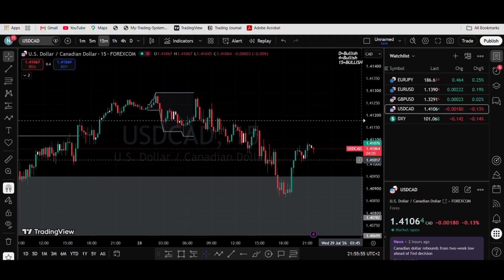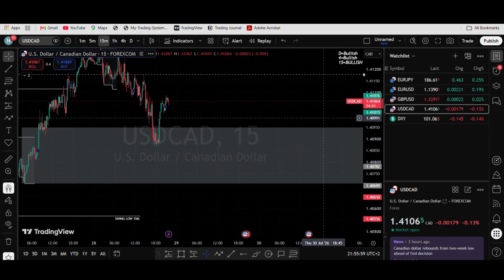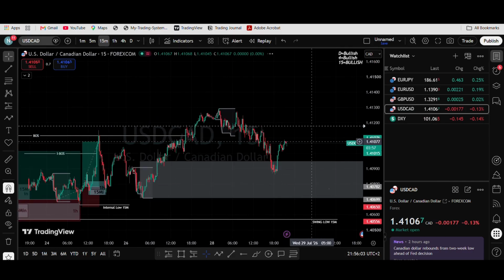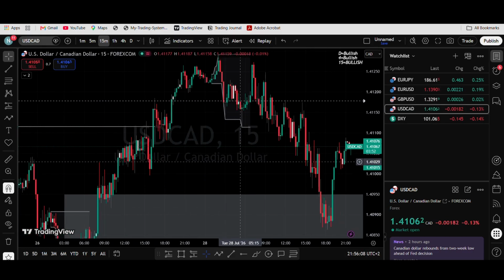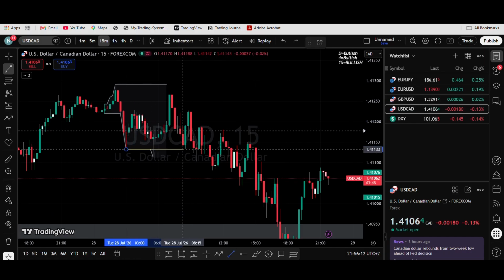And then USD CAD pullback phase, right, for today into this 4-hour zone. Something a little bit interesting, although iffy, but interesting nonetheless. In the morning, I was looking for an IBOS, right?